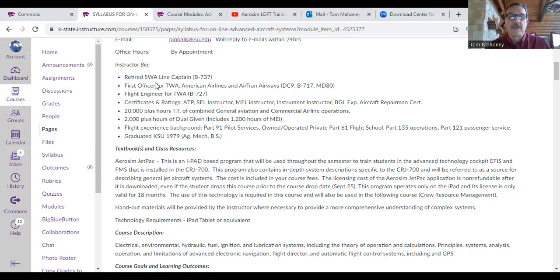I was the first officer for TWA, American, and AirTran Airways, then moved on to Southwest Airlines. Not by choice, they actually bought AirTran Airways, and I became one of their acquirees, shall we say. Through my career, I've obviously flown the Boeing 737, the DC-9, the 717, MD-80, and as they say in the industry, plumbed on the Boeing 727.